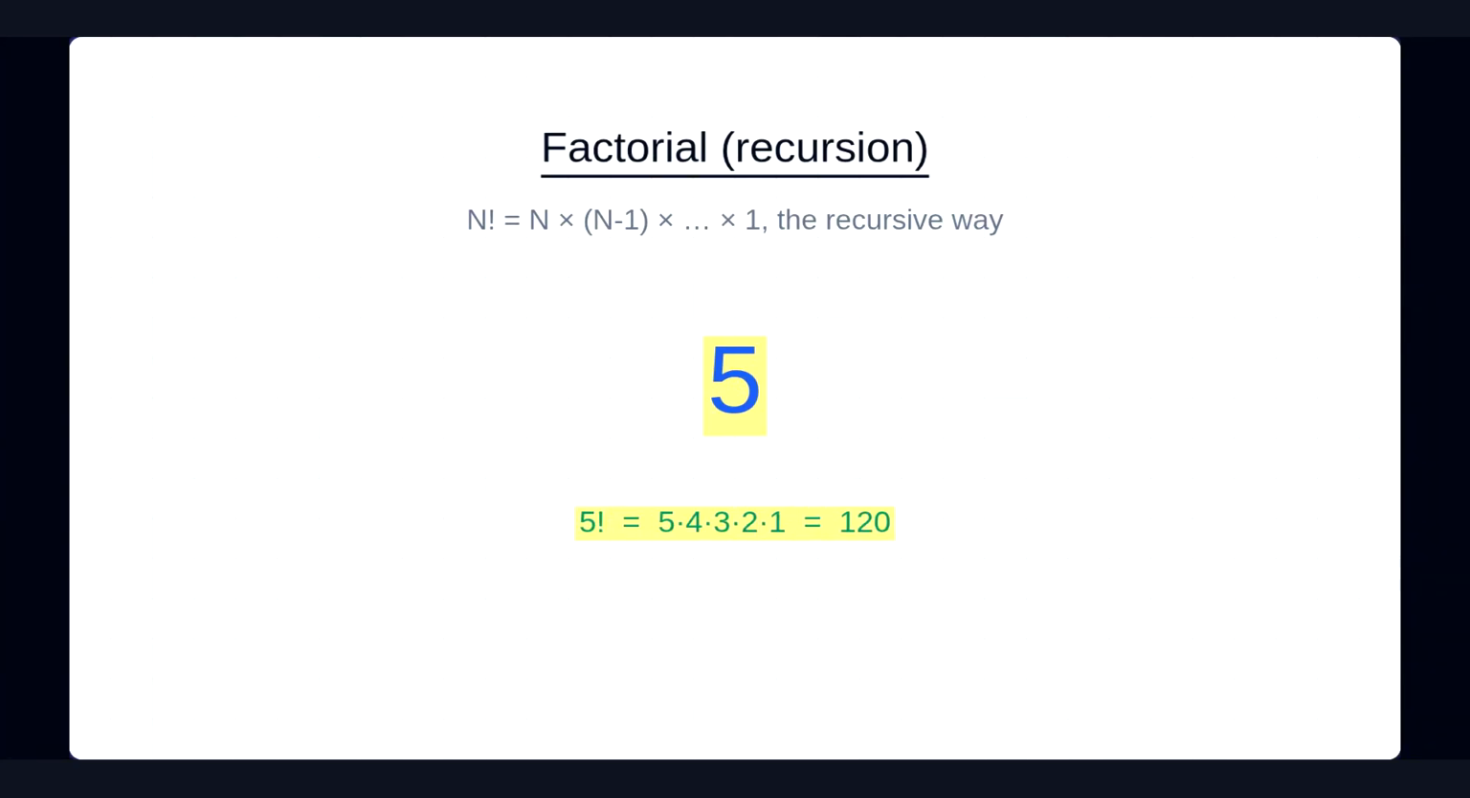Factorial of a number n, written n with an exclamation mark, means multiply every whole number from 1 up to n together. 5 factorial is 5 times 4 times 3 times 2 times 1, which is 120. This is one of the most natural fits for recursion, because a factorial is defined in terms of a smaller factorial.